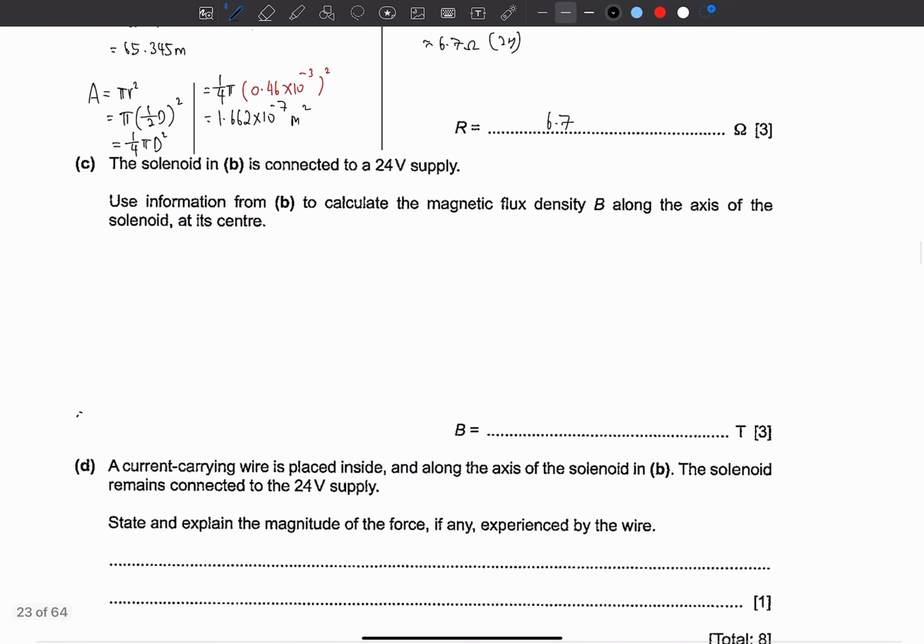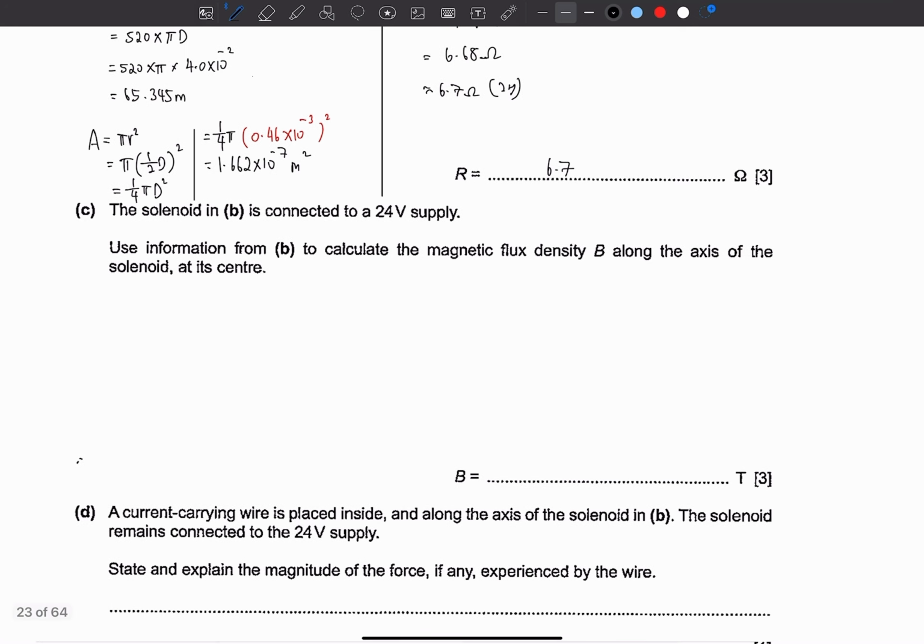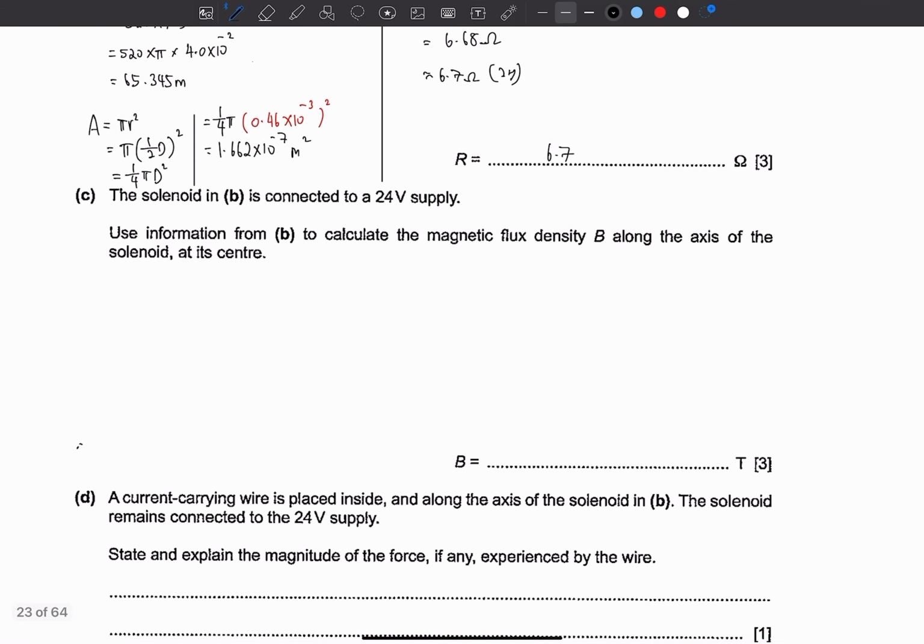Great. Next, the solenoid in B is connected to a 24-volt supply. Use information from part (a) to calculate the magnetic flux density along the axis of the solenoid. So, if you want to find the magnetic flux density of the solenoid, you can use the formula given in the data booklet. B equals mu naught times N times I. So we run into our first problem. What exactly is I?